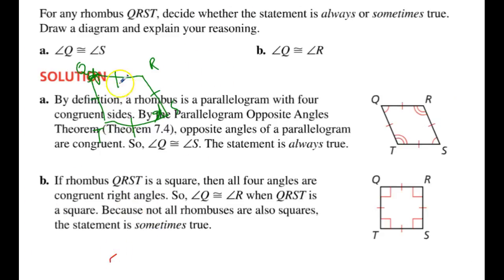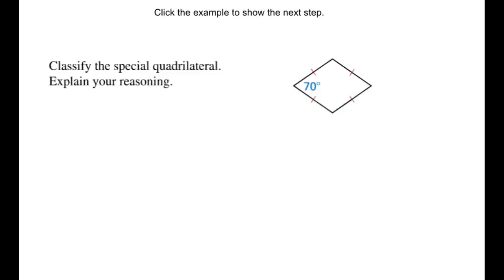So there's my two differences. The opposite angles will always, no matter what kind of a shape it is, be the same, but consecutive angles will only be congruent if we're talking about a square or rectangle.